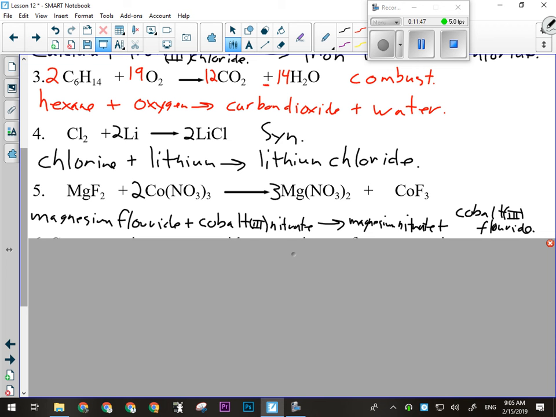Now my nitrates are balanced. When I do that, that gives me 3 magnesiums. So I've got to go back over here and make sure I have 3 magnesiums. When I do that, it gives me 6 fluorines. So I've got to go back over here and make sure that I have 6 fluorines. When I do that, it gives me 2 cobalts. Always a good sign. Cobalt I had already put a 2 in front of to balance the nitrates, so I know I've done it right because when I got back to that one, it was balanced already. Questions on how that one worked?